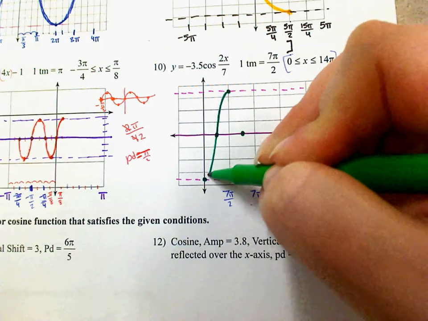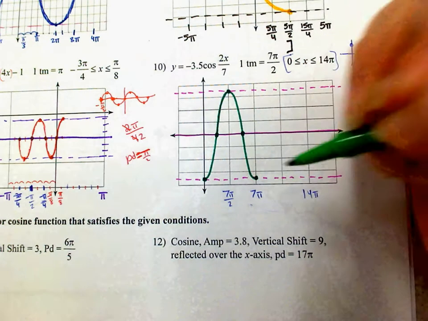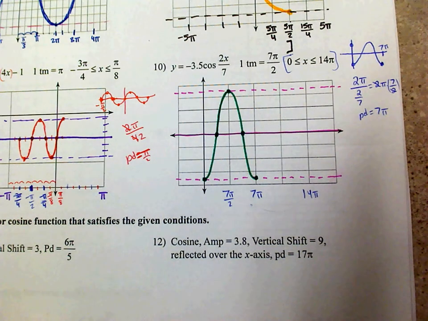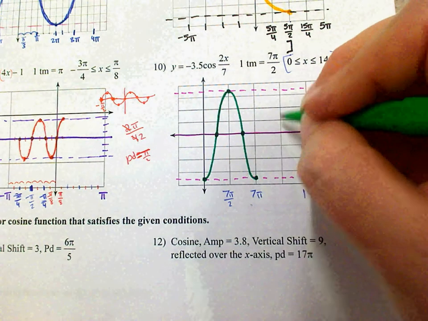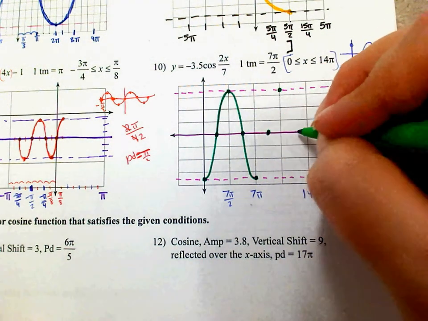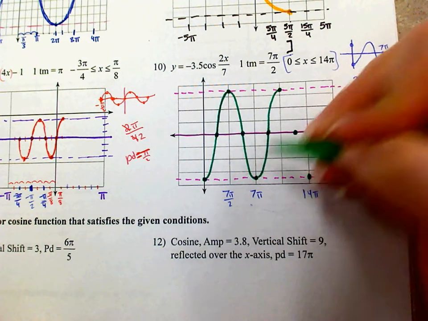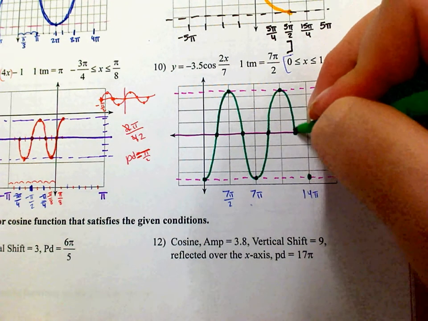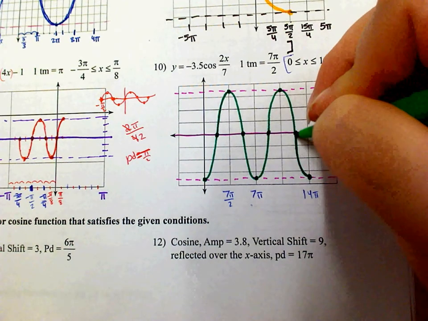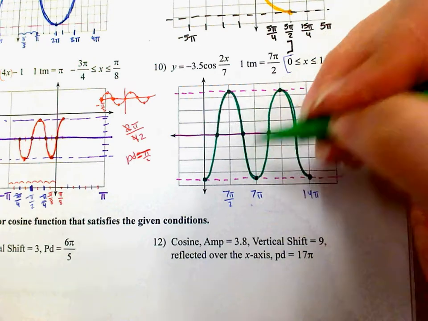Now we also need to graph all the way to 14 pi, right? So I basically just graph it again. Okay. And there's my wave.